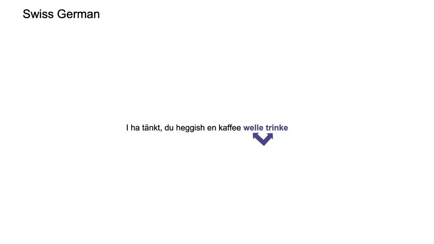You hear, in that case, ich hatte gedacht, ich Kaffee werde trinken. That's how you swap for some reason. So in German, you would say, ich habe gedacht, du hättest einen Kaffee trinken wollen, but you just swap it in Swiss German. Another notable example is: etwas machen zu können, etwas können zu machen. That is also one that is swapped in this way.